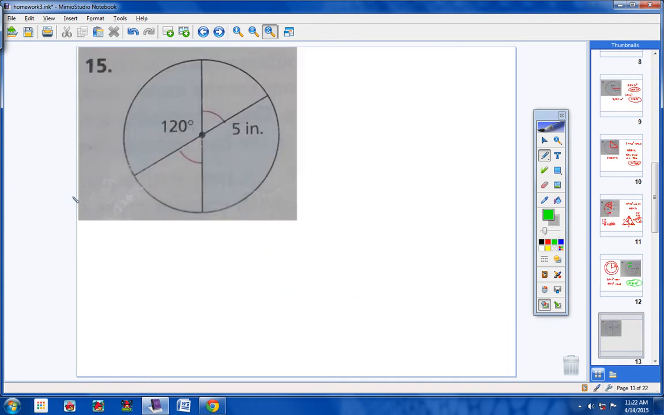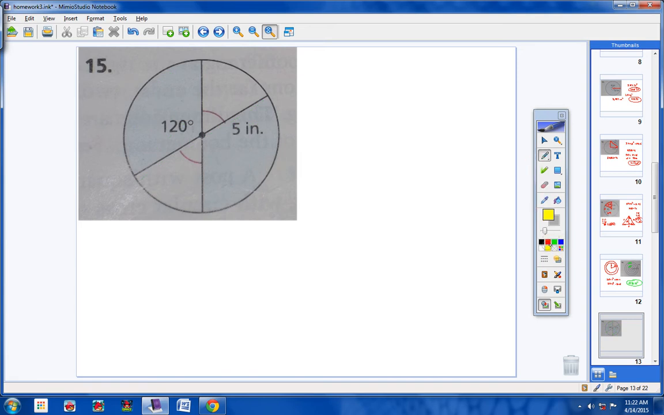Okay, now look. We learned a long time ago that when two lines intersect, their vertical angles are congruent. So this angle here is congruent to this angle here. So if this is 120 degrees and this is 120 degrees, that means these two sectors are identical. So all I have to do is find the area of one sector and then multiply it by 2.